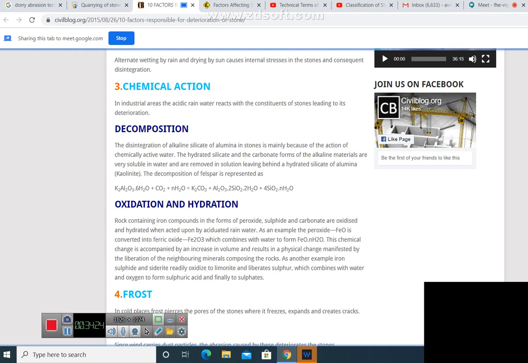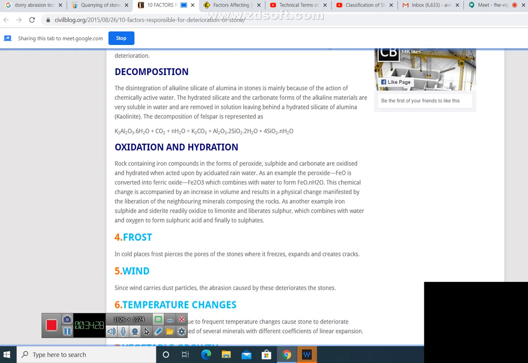Another one is oxidation and hydration. If the rock contains iron compounds in the form of peroxide, sulfide, carbonate, etc., they will get oxidized or hydrated when in contact with water. So, that is another reason for deterioration in the quality of stone.